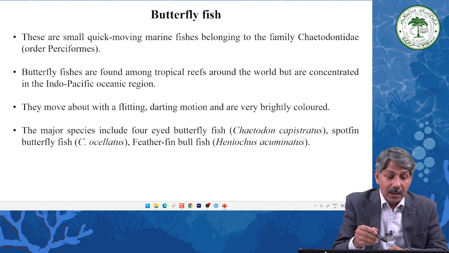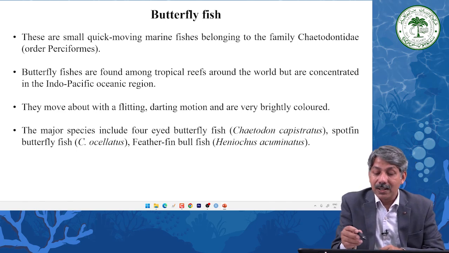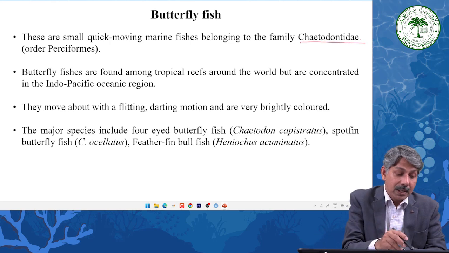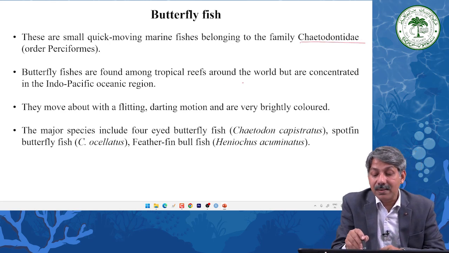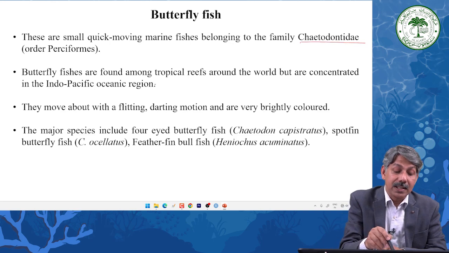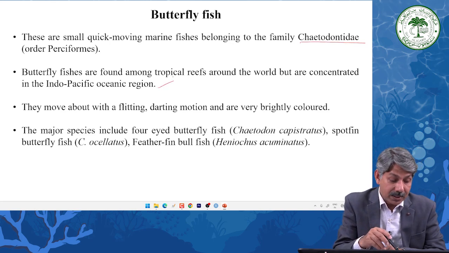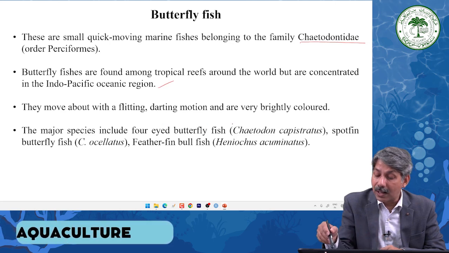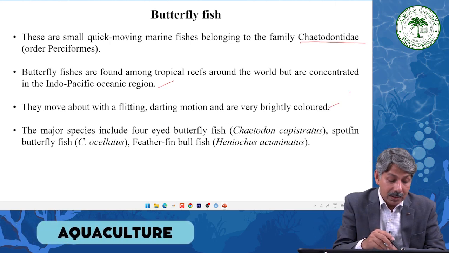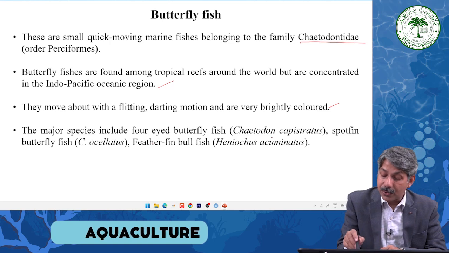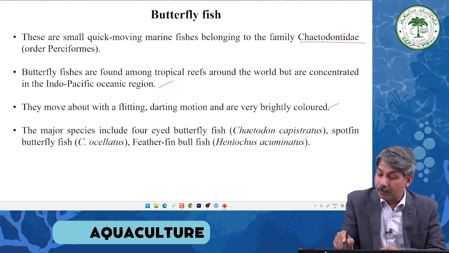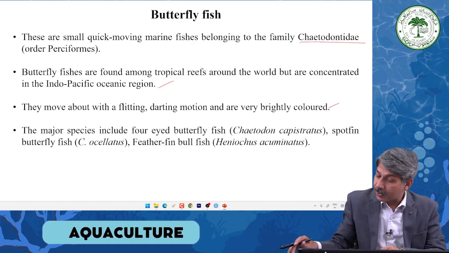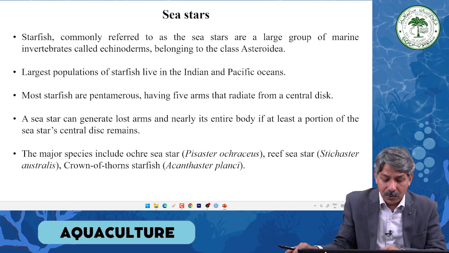Butterfly fish. These are small, quick-moving marine fish belonging to the family Chaetodontidae, order Perciformes. Butterfly fishes are found among tropical reefs around the world, but are concentrated in the Indo-Pacific oceanic region. They move about with a flitting, darting motion and are very brightly colored. The major species include four-eyed butterfly fish, the Chaetodon capistratus, spotfin butterfly fish, featherfin bullfish. This is how it looks like.